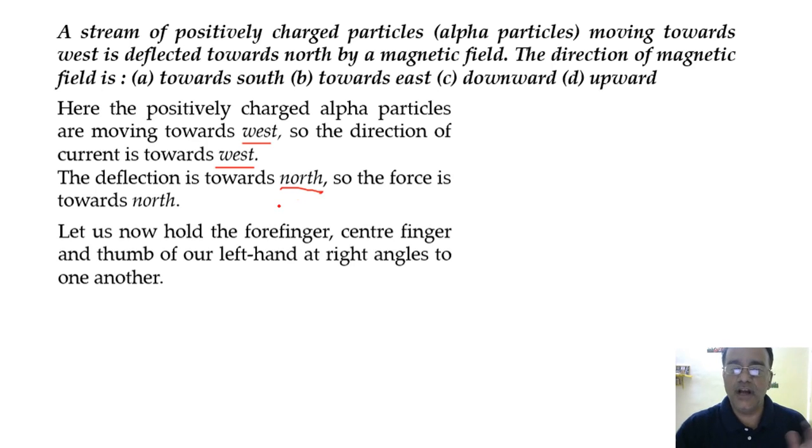So let us now hold the forefinger, center finger, and thumb of our left hand such that all three are mutually perpendicular to each other. Okay. So now what will we do? We will adjust the hand in such a way that our center finger will point towards west. Point towards west means this side. And thumb towards north. Okay, now this is the position.